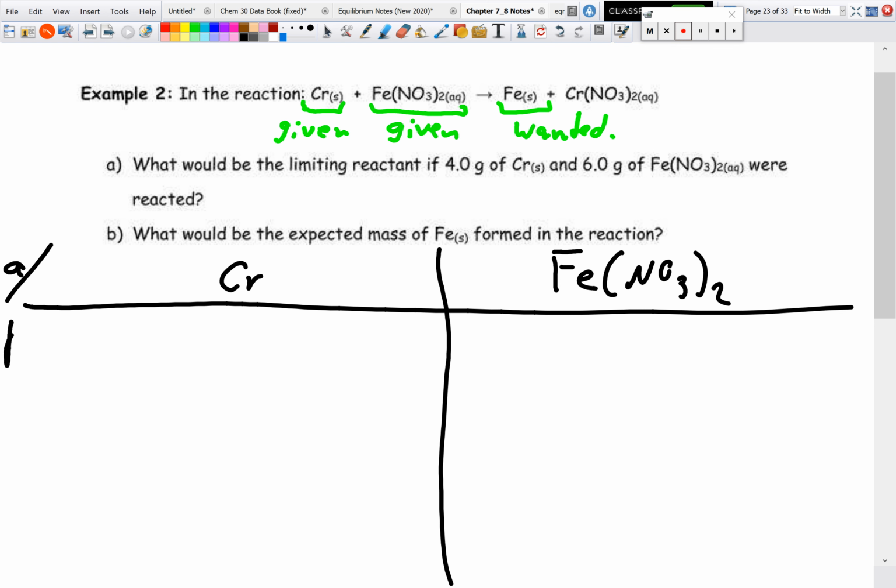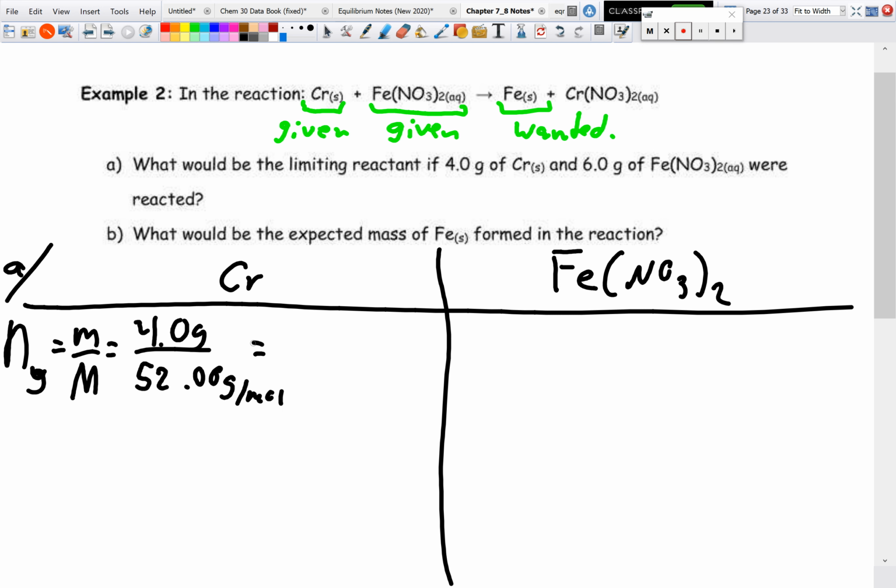So the number of moles of chromium, the given, is mass over molar mass because we are given the mass. So we have 4.0 grams of chromium over the molar mass of chromium, which is 52.00 grams per mole, and we are left with 0.076923 moles. So that is for chromium.